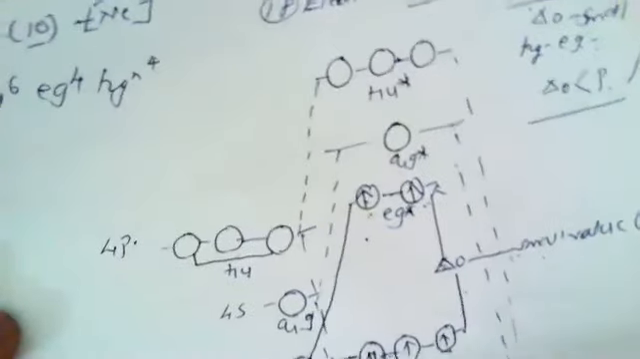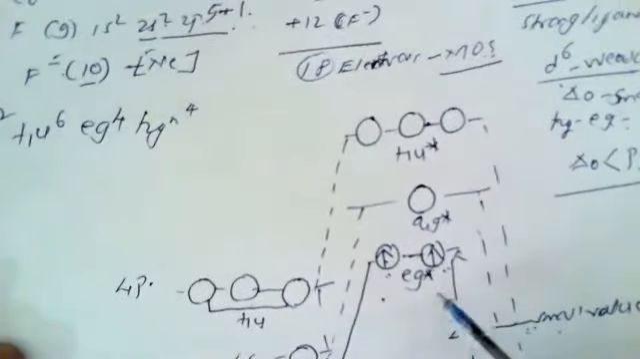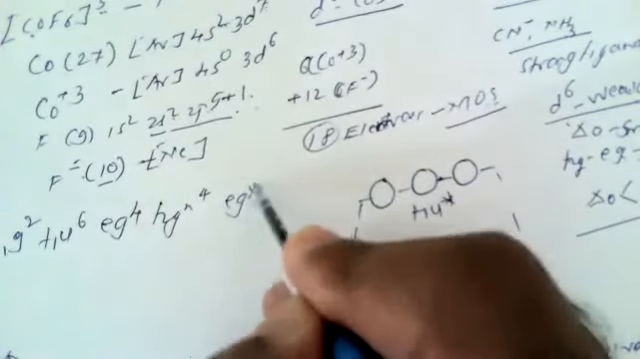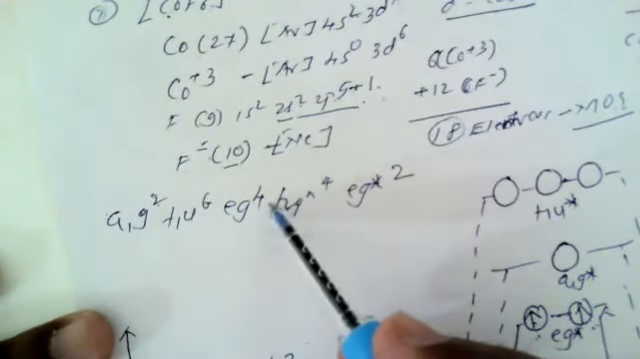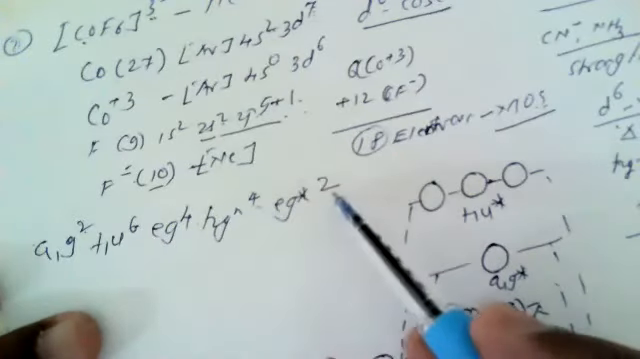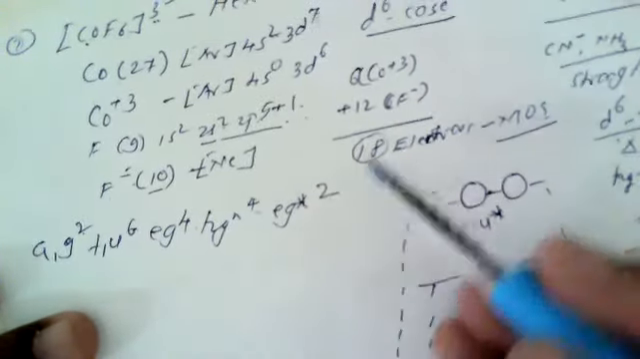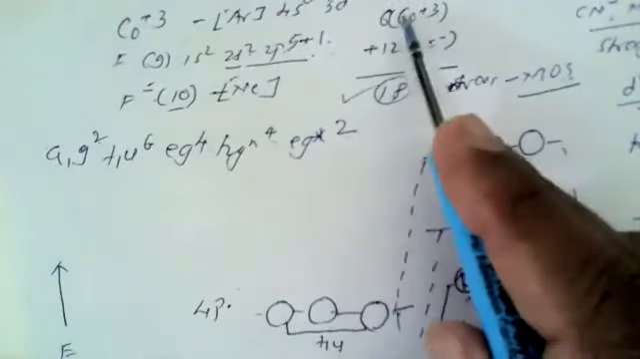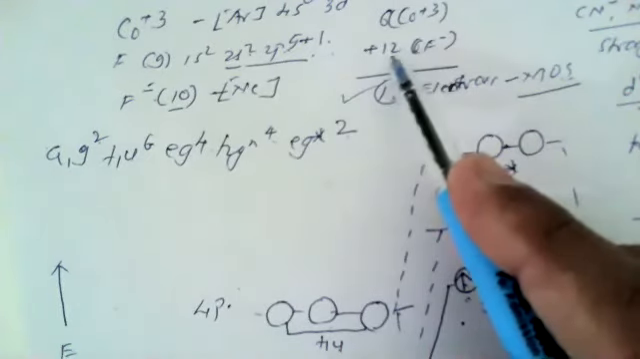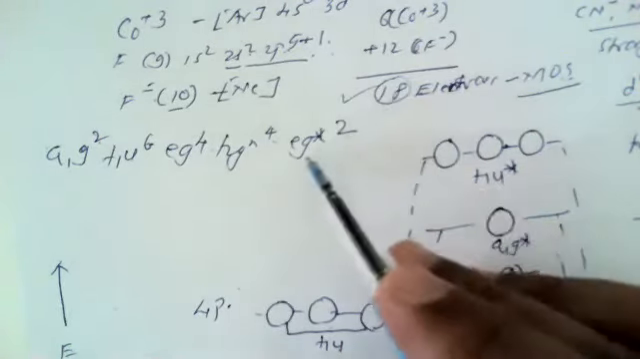After this, the next higher energy level orbital is Eg star, containing 2 electrons. Now count the total number of electrons: 6 plus 2 is 8, plus 4 is 12, 16, plus 2 is 18. So 18 electrons tally, and hence our MO diagram is correct. The total number of participating electrons is 18, 6 from the metal and 12 from the ligands, and the 18 electrons are distributed like this.